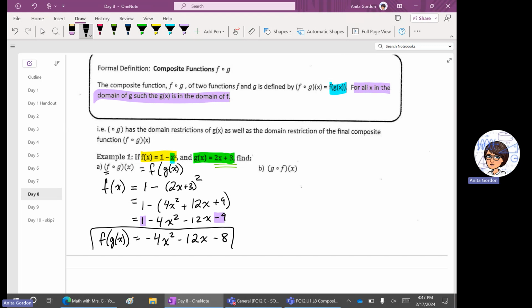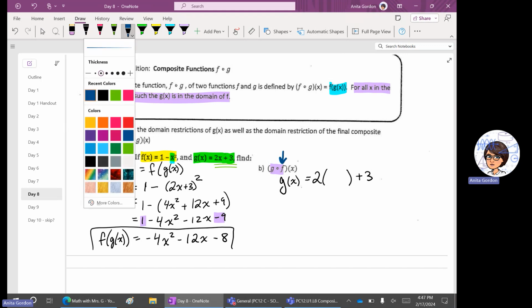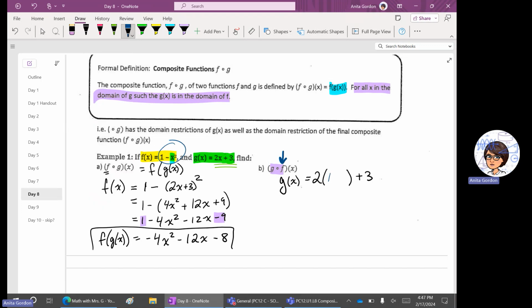Okay? And we can do this in any order that we like. So here's another example, g of f of x, meaning now we're going to start with the g function, which is this, 2, and instead of x, I leave space, plus 3, because in that space, I'm going to put f. Here we go. So f is 1 minus x squared. So 1 minus x squared is going to go in here.